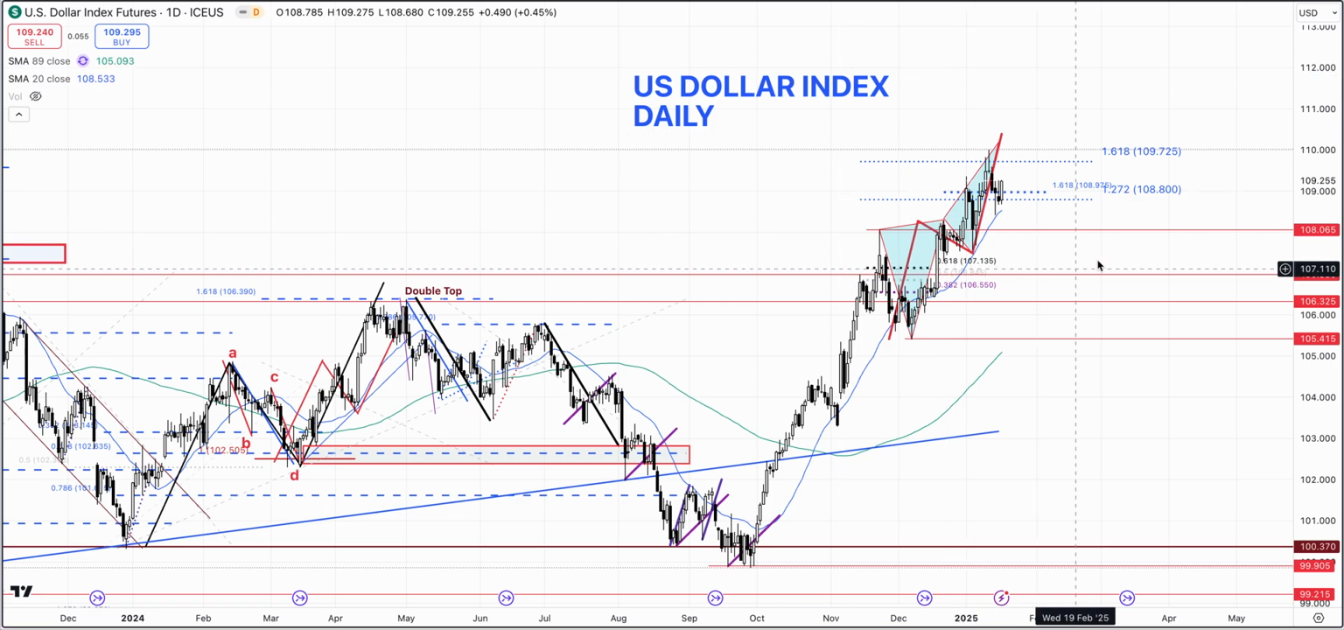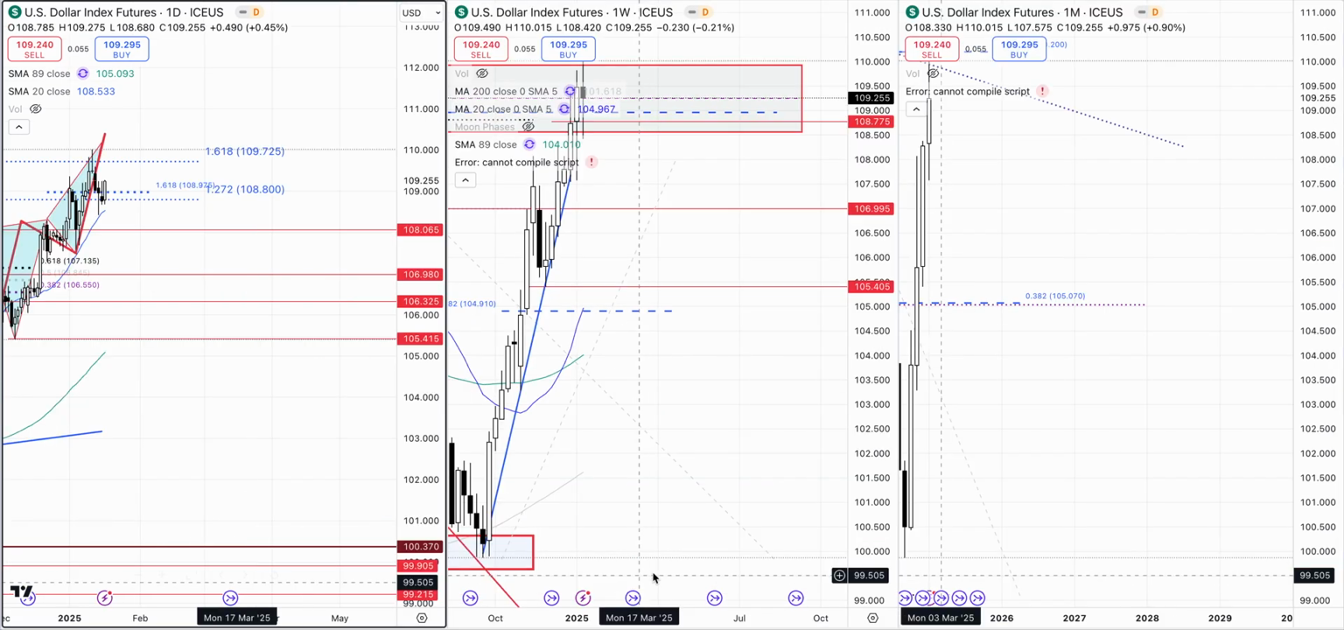So it's really interesting. We were looking for this kind of pattern formation. The price actually has completed this pattern. I would expect more of a range bound behavior next week in the US dollar.